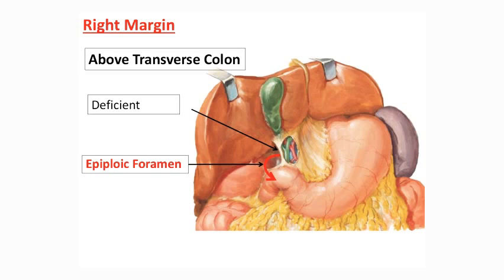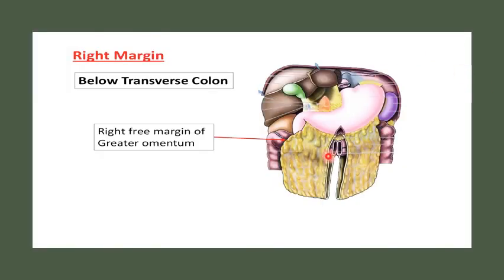Right margin. The right margin from above downwards goes like this. You can see here it is deficient. So the upper part of the right margin is by the epiploic foramen. What you are looking at is the epiploic foramen. This is the right free margin of the lesser omentum. So it is the epiploic foramen here, and then going downward the right margin corresponds to the right free margin of the greater omentum.